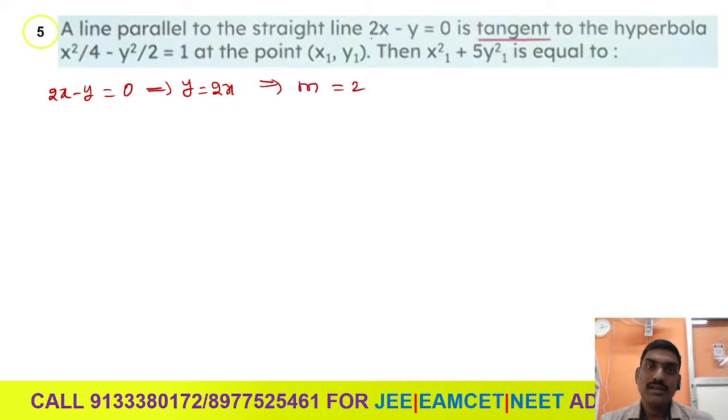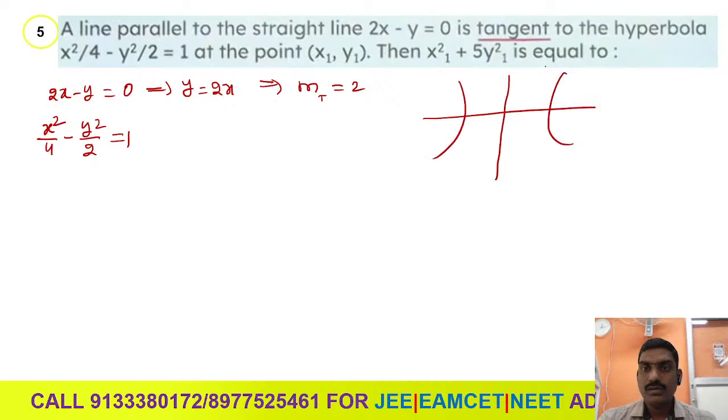The line parallel to 2x minus y equal to 0 is a tangent. That means the slope of the tangent is 2, to the hyperbola. What is the hyperbola? x square over 4 minus y square over 2 is equal to 1. This is the hyperbola, at a point (x1, y1). If we draw the figure, let us take the point here. Point P (x1, y1), and this is the tangent line. The tangent line slope is given as 2.